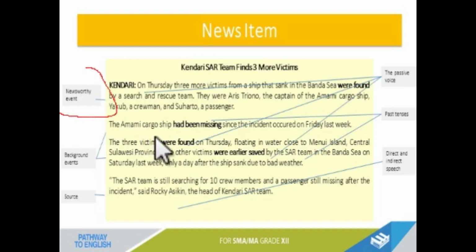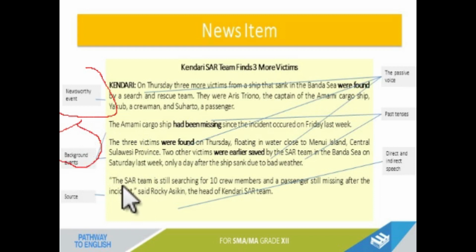And then the Amami cargo ship had been missing since the incident occurred on Friday last week. The 3 victims were found on Thursday floating in water close to Menui Island, Central Sulawesi Province. 2 other victims were earlier saved by the SAR team in Bandasi on Saturday last week, a day after the ship sank due to bad weather. So this is the background, the background of why the ship sank.